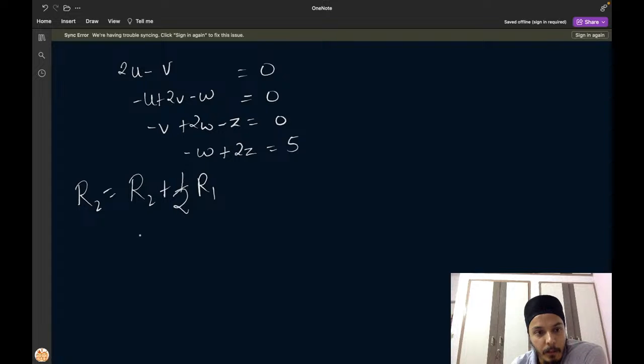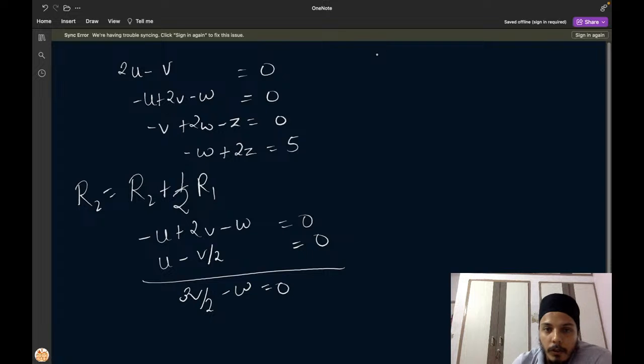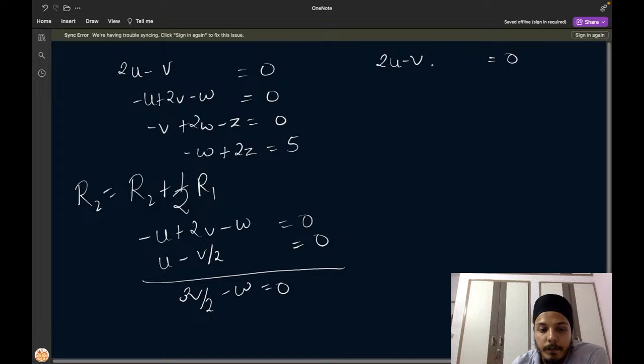So our operation will be minus u plus 2v minus w equals to 0, and then u minus v by 2 equals to 0. You add these two equations, you get 3v by 2 minus w equals to 0. So our set of equations are 2u minus v equals to 0, then 3v by 2 minus w equals to 0.